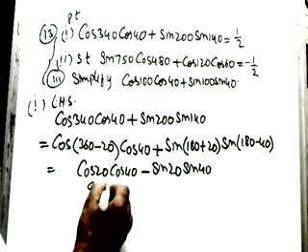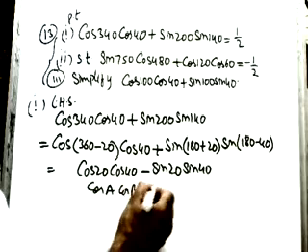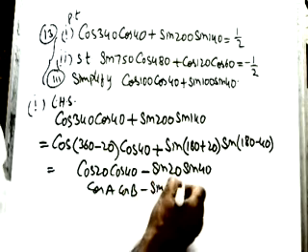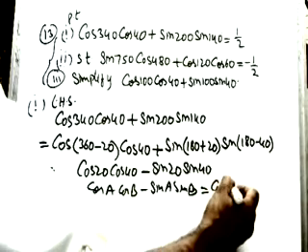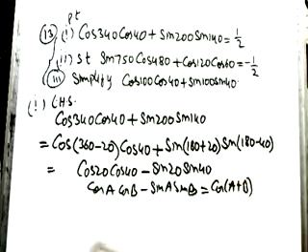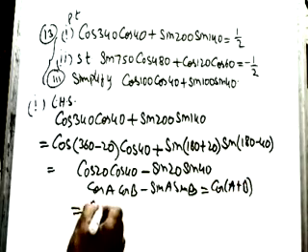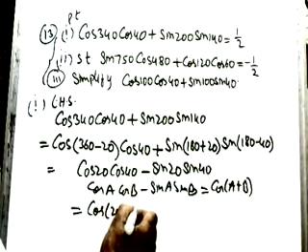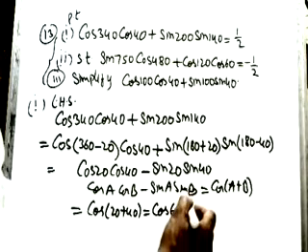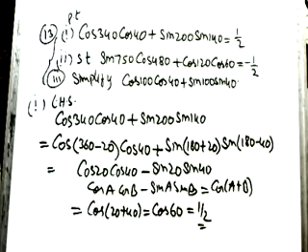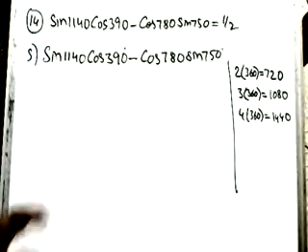Now this will become the formula. We can use it like this: cos A cos B minus sine A sine B. This is the formula of cos A plus B. So this will become cos of 20 plus 40. Cos of 20 plus 40 is cos 60, and the value of cos 60 is 1 by 2.